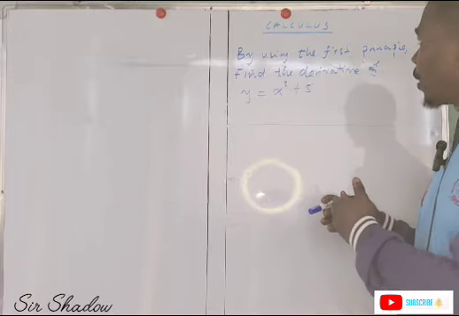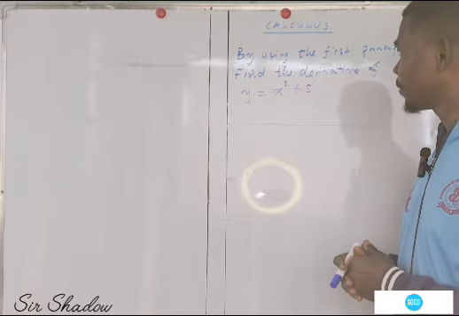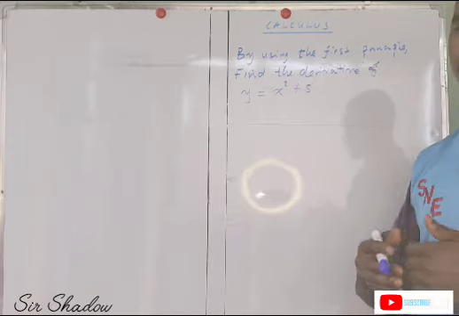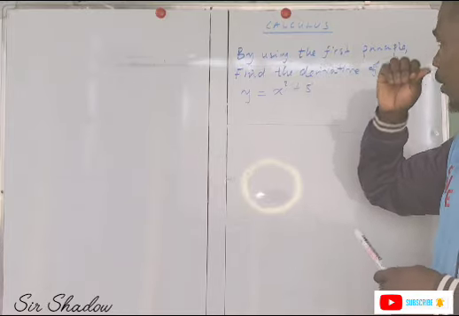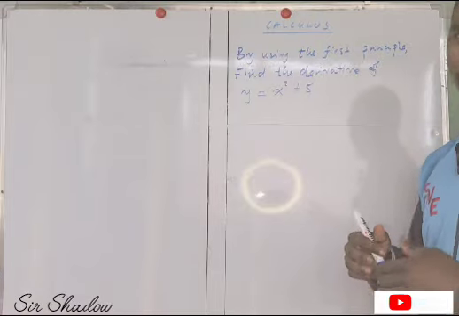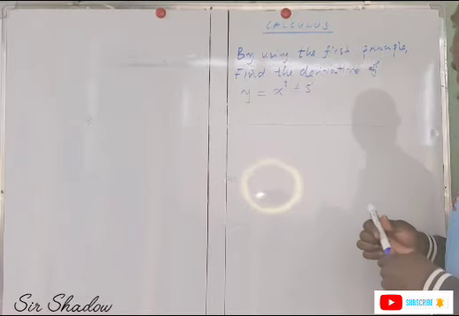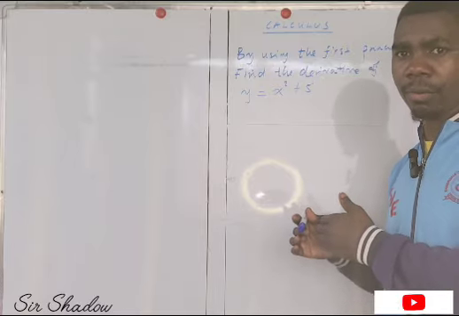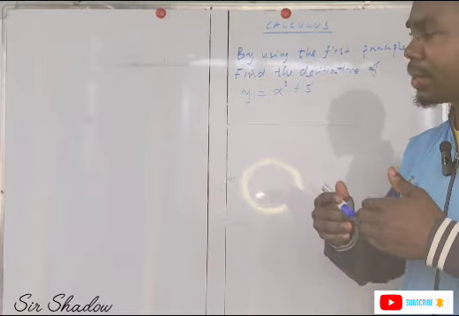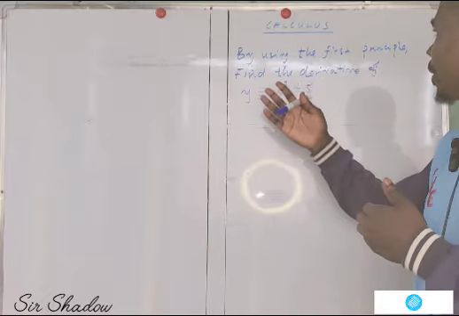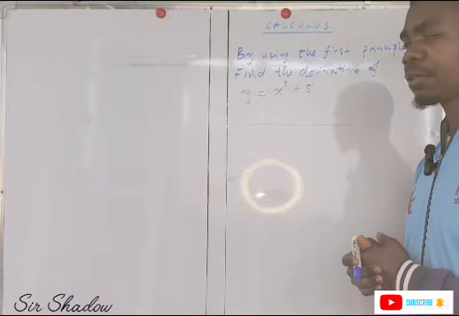So, we are still on calculus, dealing with differentiation. On this lesson, we are going to use the first principle. We want to see how best we can use the method of first principle in order to find the derivative of y is equals to x squared plus 5.